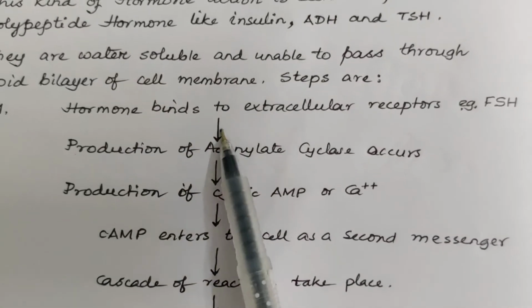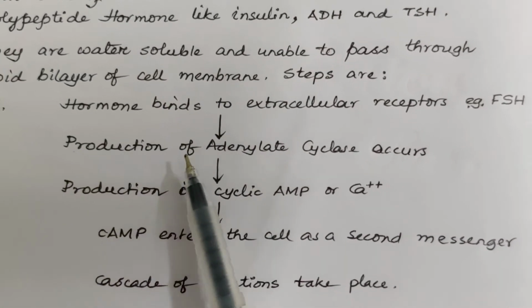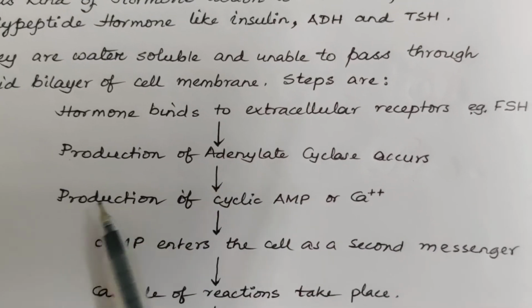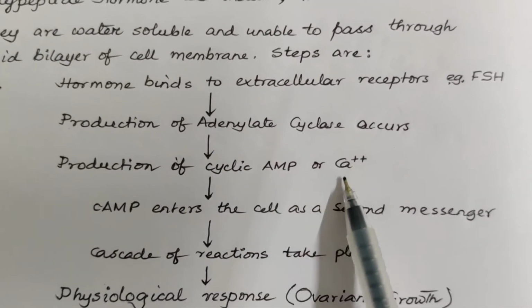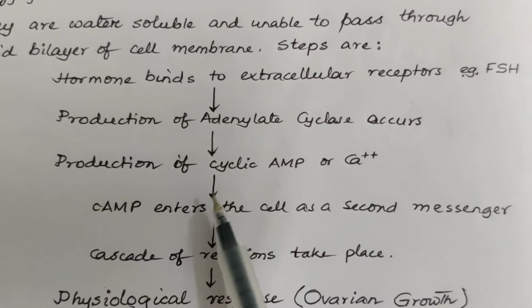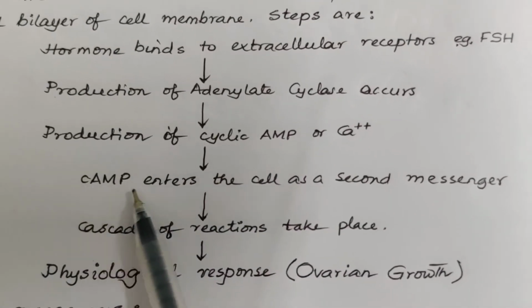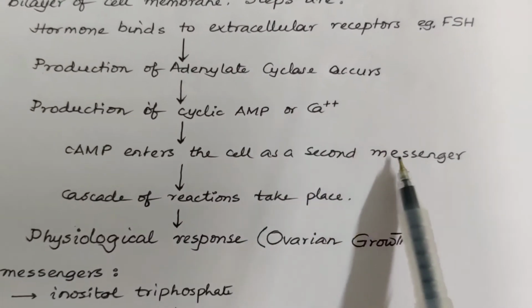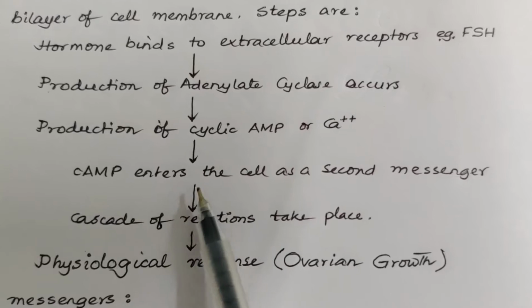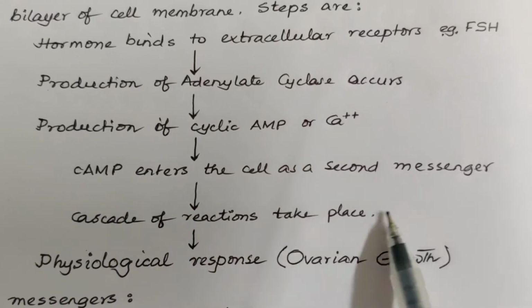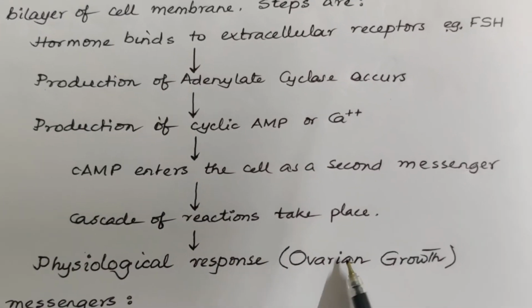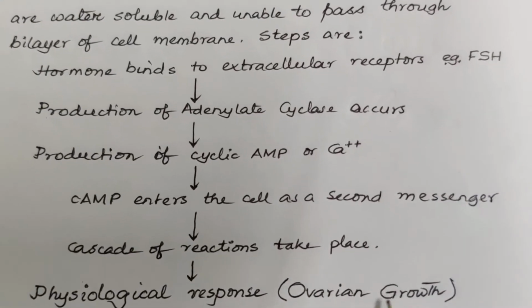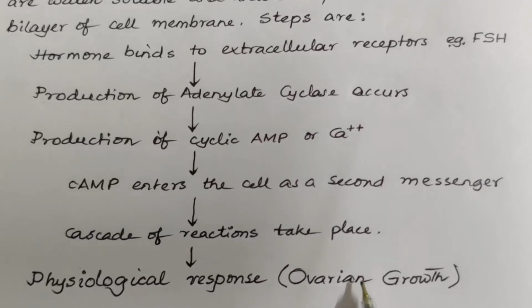An example is given here. After that, the production of adenylate cyclase occurs, then production of cyclic AMP or calcium ions occurs. As a result, cyclic AMP enters the cell as a second messenger, or calcium may be the second messenger, and after that a cascade of reactions takes place, forming a physiological response, such as ovarian growth. If it is FSH, then the resultant is ovarian growth.